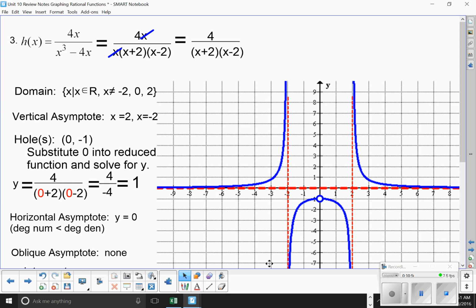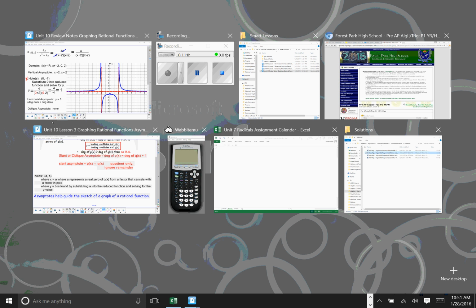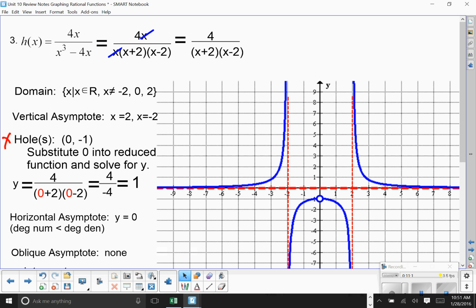Here's the third one. Notice on this one, we do have a hole. Here's my hole right here. You graph the hole as an open point.